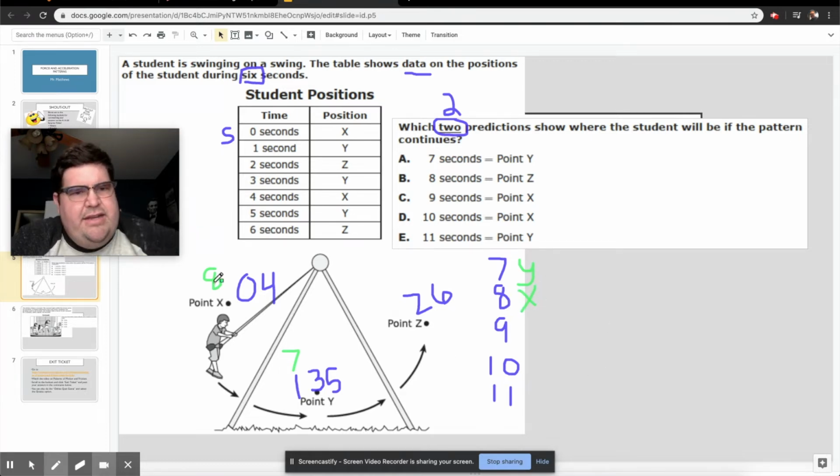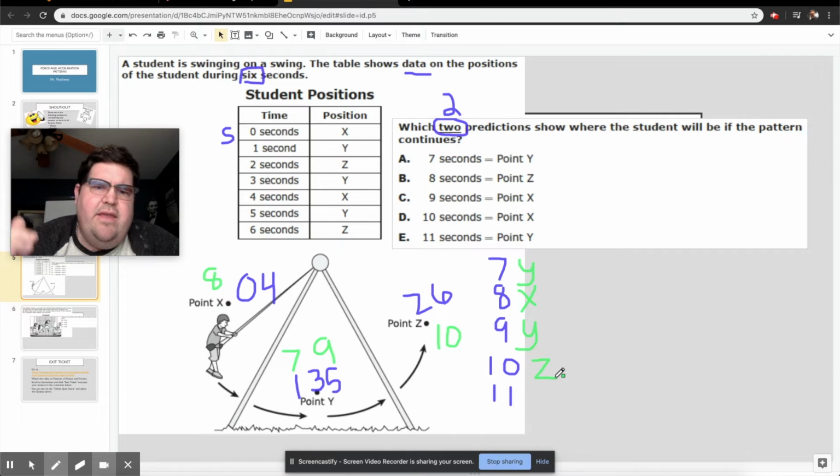And then 9 seconds. Again, we're seeing a pattern here, back and forth, back and forth. So at 8 seconds, he's here at X. Then he's going to keep going back. 9 seconds, he's going to be here at Y. 10 seconds, going to the other side, so that's at Z. And then 11 seconds, he's going back down to Y.